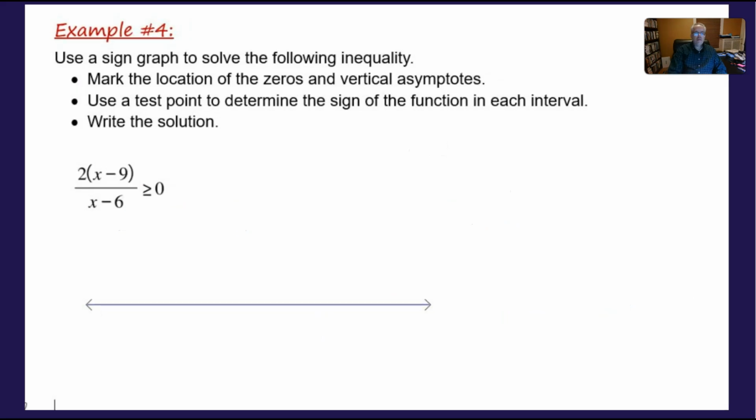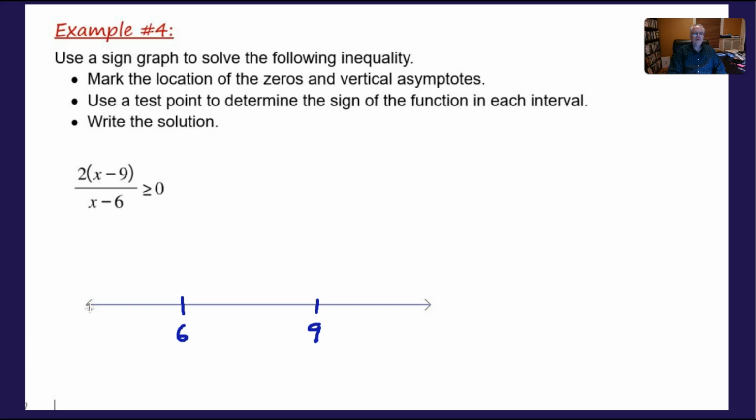We're going to create a sign graph for this. So same thing, we're going to mark the location of the 0 and the vertical asymptote. So here, the 0 would be where x equals 9. It's kind of in factored form. So if I put in 9, 9 minus 9 is 0. So we're going to put a point at x equals 9. And the vertical asymptote is going to happen when x equals 6. So that's to the left here. Okay. And there are my 3 intervals.